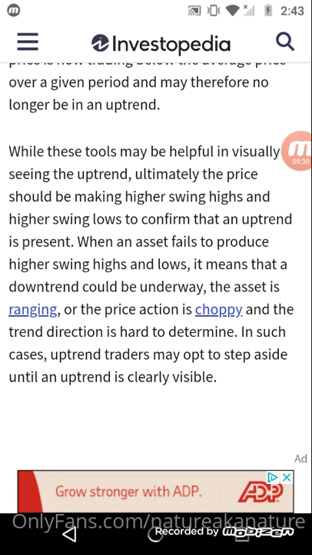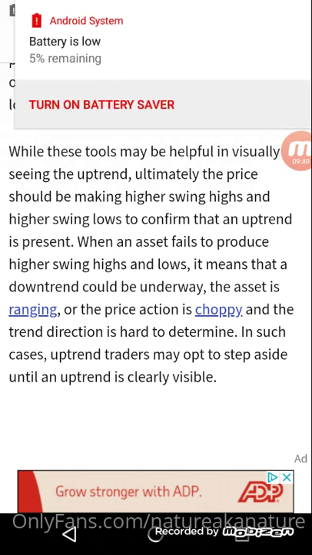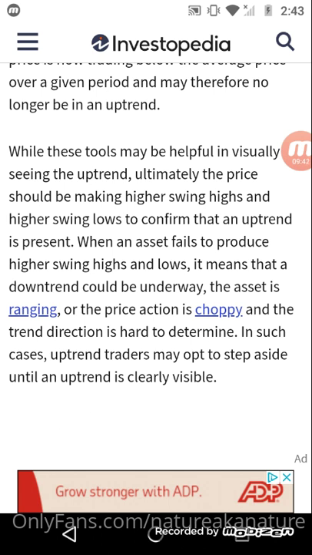Or the asset is ranging, or price action is choppy. So when you see price action is choppy and it's ranging, it's going sideways, not really doing anything, the trend direction is hard to determine. So you have to actually see the trend going upwards. So the uptrend trader may step aside and wait to see a clear uptrend. So you want to make sure you see a clear uptrend. So how do you trade uptrends?